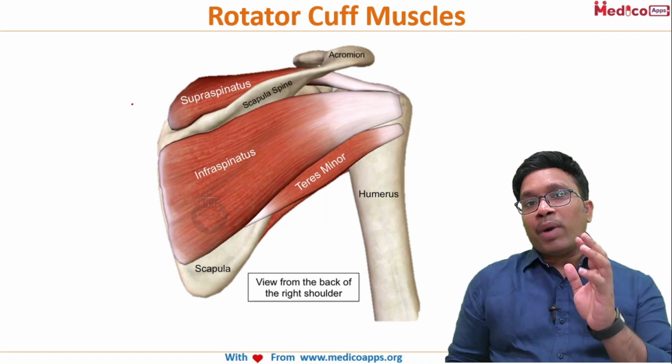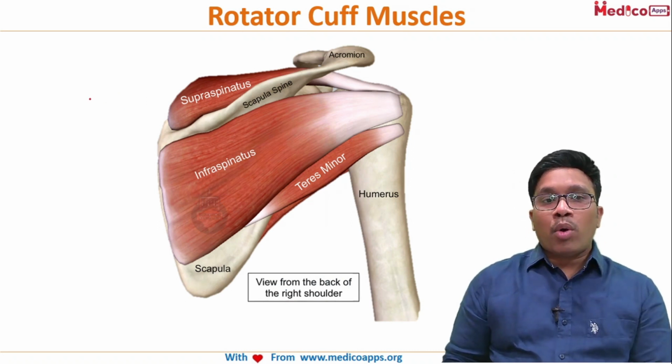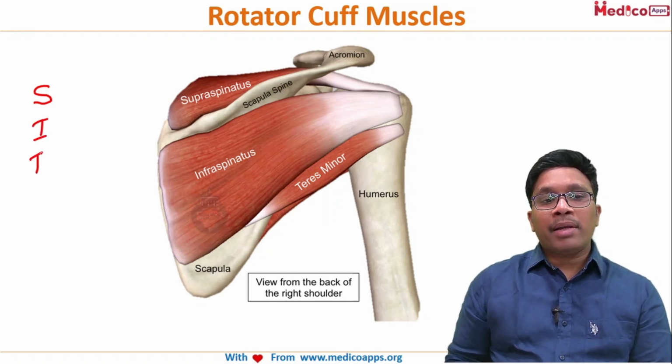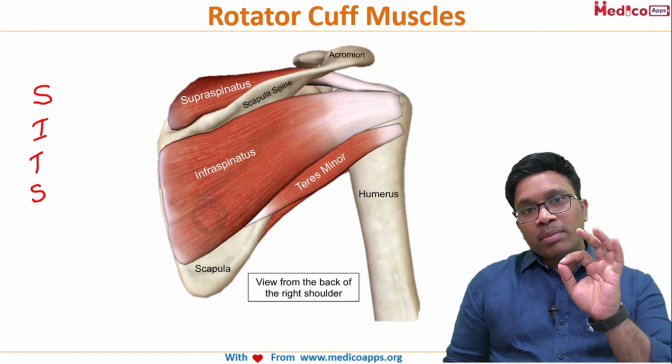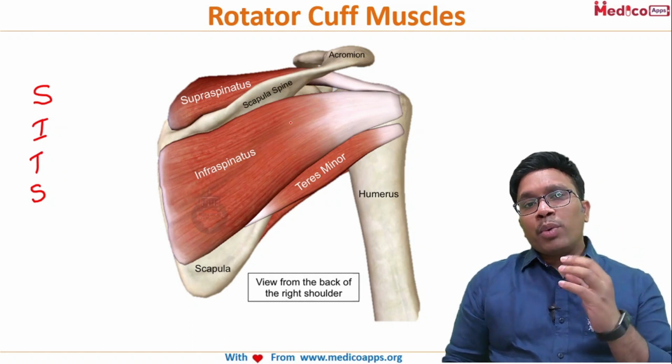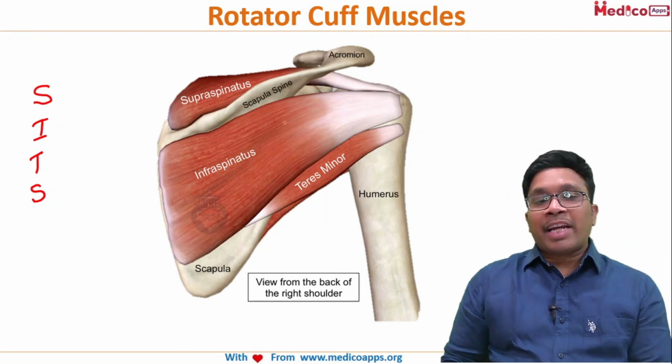Let us quickly revise the rotator cuff muscles. What are the rotator cuff muscles? Supraspinatus, infraspinatus, teres minor, and the subscapularis. If you have a look at where the muscle originates, what is the course of the muscle, and where it inserts, you can easily predict the action of the muscle.